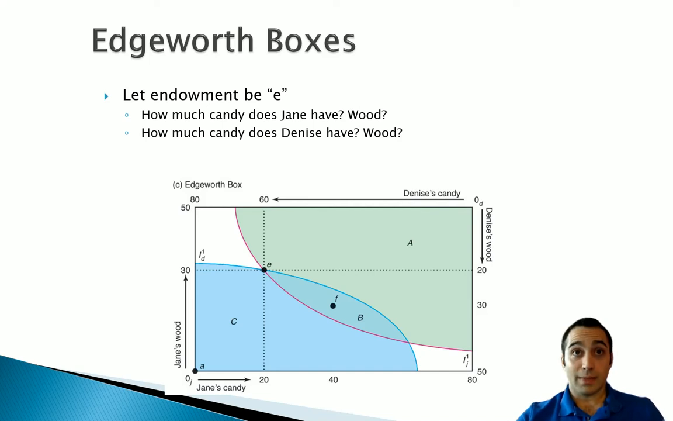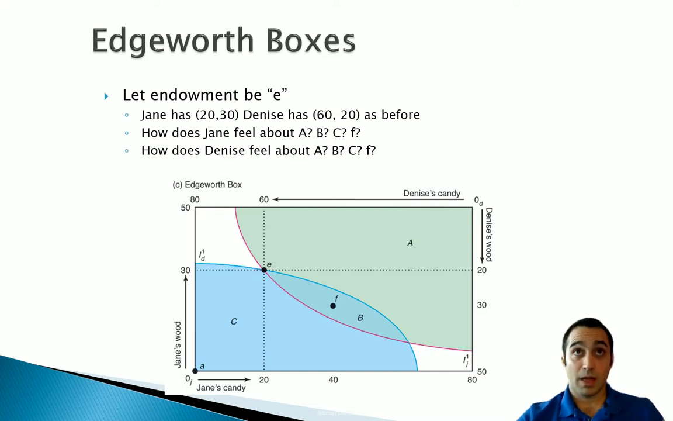So, looking at the endowment, how much candy does Jane have? How much wood does Jane have? How much candy does Denise have? How much wood does Denise have? As we said before, this is just given by your endowment, right? 30, 20, 30, 60.